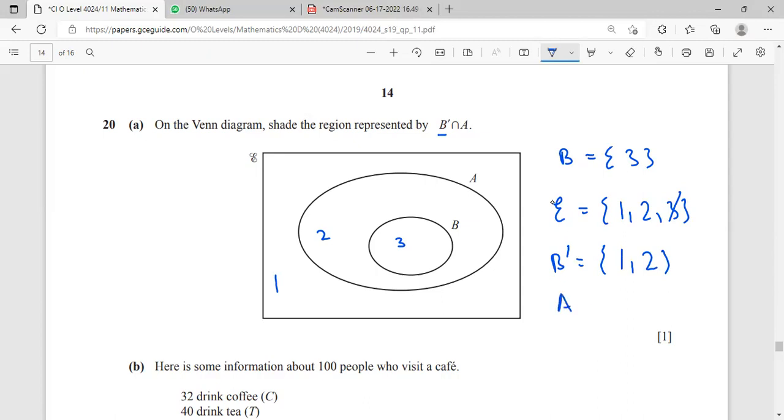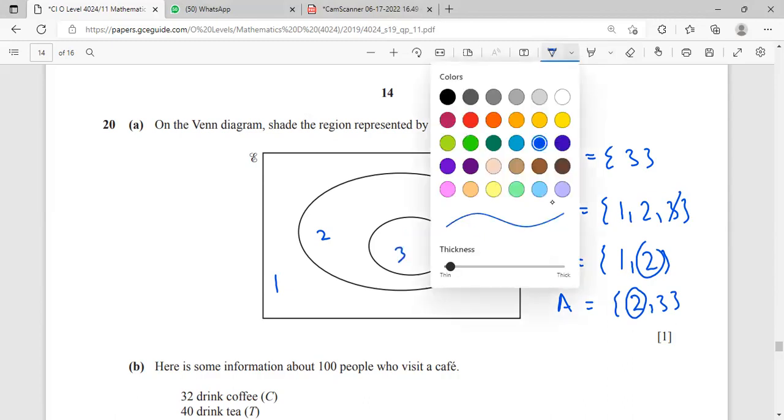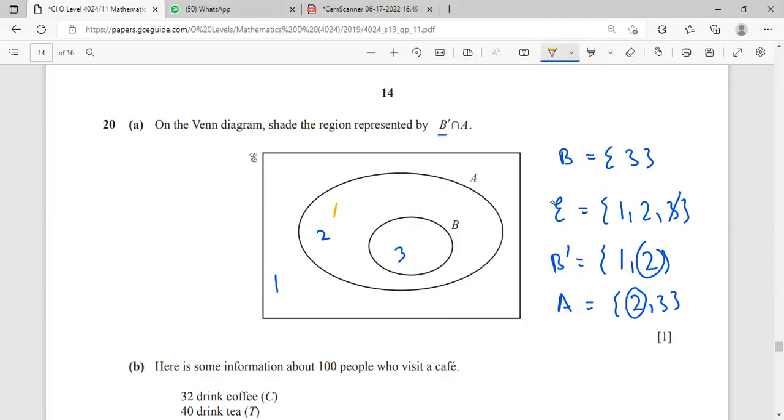A के elements क्या है? A में मेरे पास क्या है? A में मेरे पास 2 भी है और मेरे पास 3 भी है. Remember, this 3 is inside this A. ठीक है? Now when I will talk about the intersection of B complement in A, मेरे पास 2 and 2 are common. This means के मेरे पास shaded region कौन सा होगा? This is 3. मेरे पास shaded region होगा this region basically. This would be shaded, right?